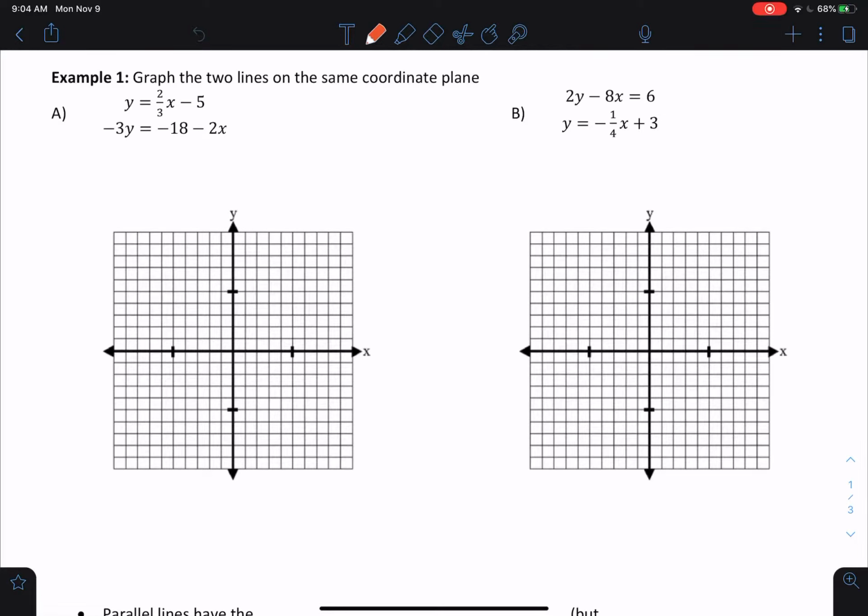In this video, we're going to be talking about parallel or perpendicular lines. Before we can get into those, we have to see what are parallel and perpendicular lines. We're going to look at that inside the coordinate plane to discover that relationship.